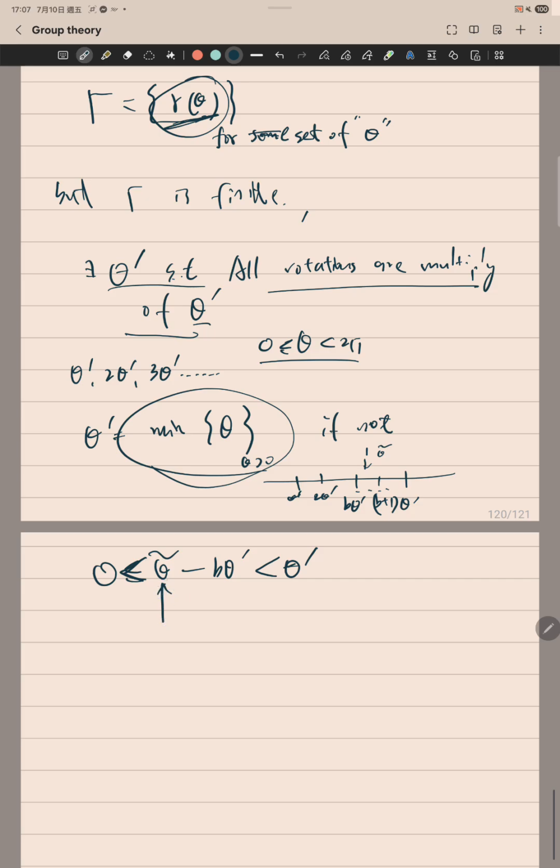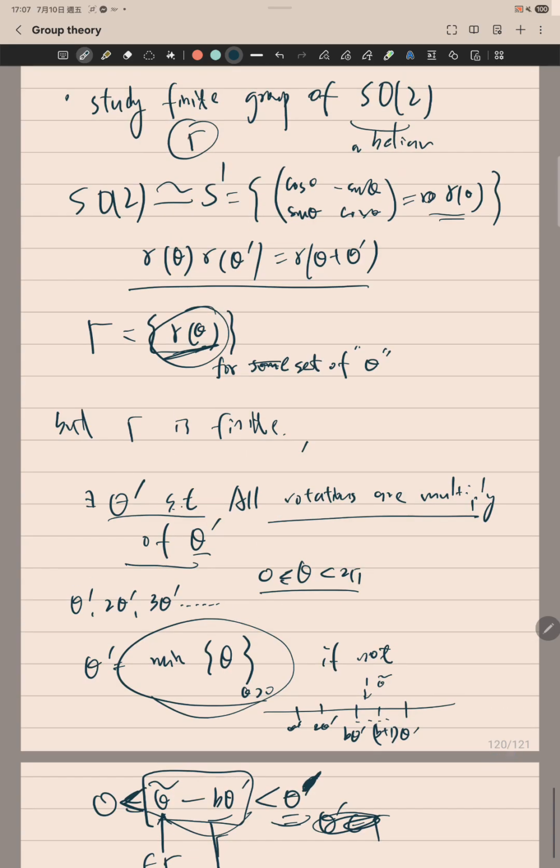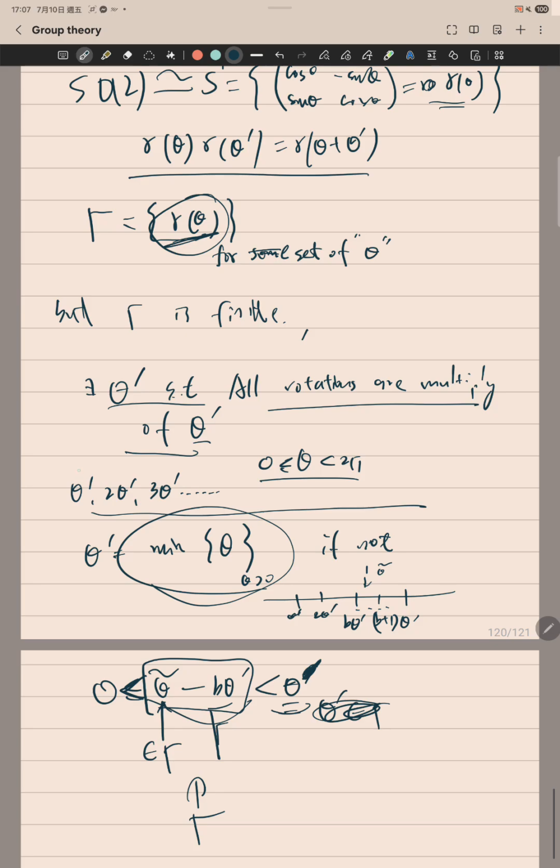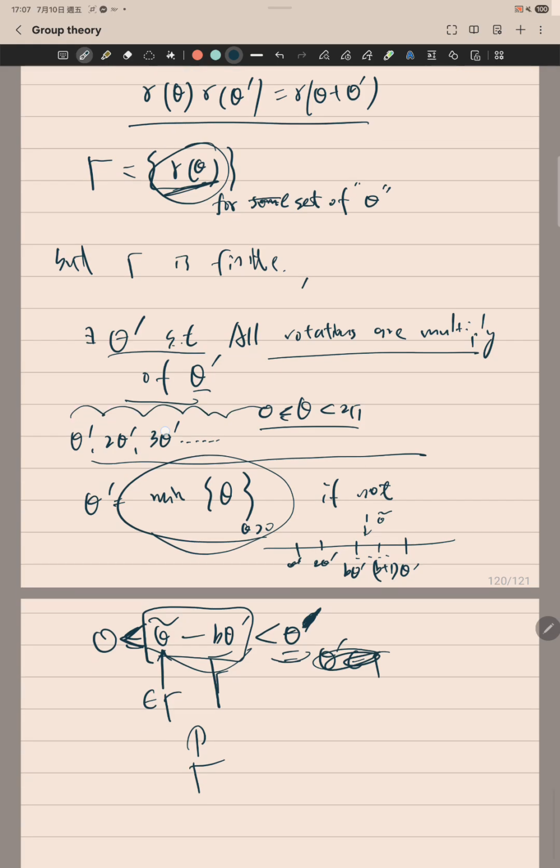But this element is in the group gamma, and that element is in gamma. So this forces the difference to be inside gamma. But this is less than theta prime, which violates that theta prime is the smallest angle in this group. So every element is a multiple of theta prime.